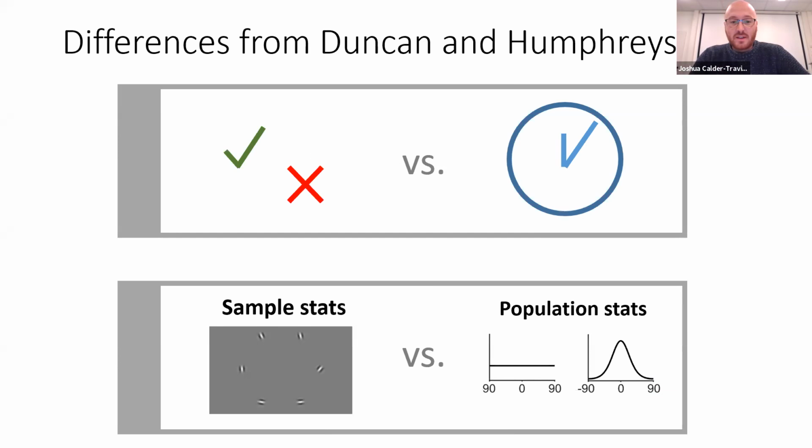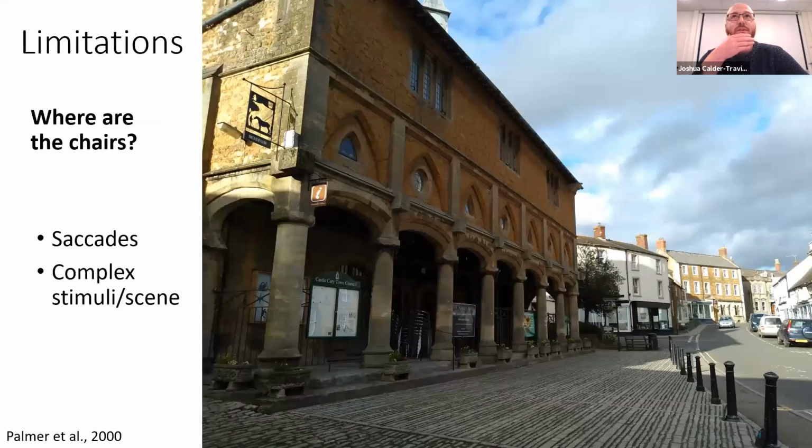Another difference is that we've focused on sample distractor statistics, but Duncan and Humphreys are pretty clear that they think both are important. So it could be that Duncan and Humphreys were right about the effects of population distractor statistics, which we haven't really studied here. Perhaps more importantly, there are limitations regarding the applicability of the results to naturalistic visual search. Andrew already mentioned this. Here we've got an example of naturalistic visual search. In this picture, your aim is to find the chairs.